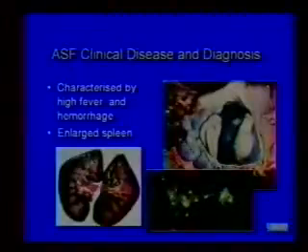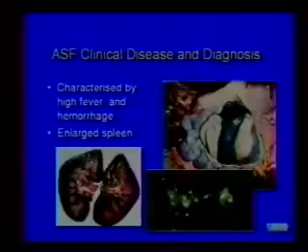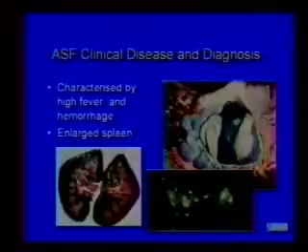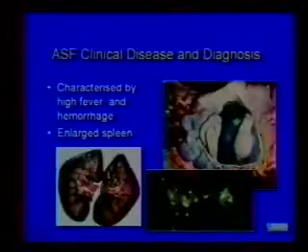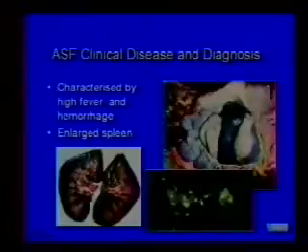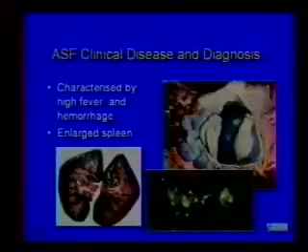It's characterized by high fever and hemorrhage, and one of the signs, it's not pathognomonic, but it is highly suggestive of African swine fever, is the fact that you get a very enlarged spleen, as you will see here at postmortem. And you can see here hemorrhage within the kidney, and what you see here is the diagnostic approach, which is recognizing the virus, usually in macrophages, and using fluorescent technology.